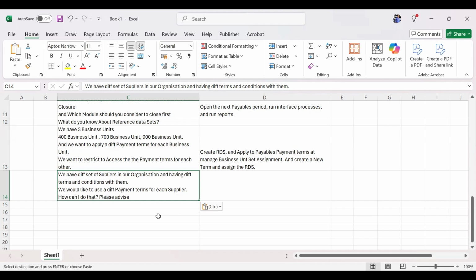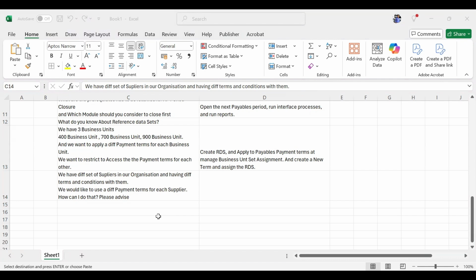So the answer is, yes, we can use different payment terms. When we create a supplier, at the site level, we have an option called payment term. We can select our payment term for each supplier site level. If you don't select any payment term, then usually the payment term will be captured from manage invoice options. That is a common setup.